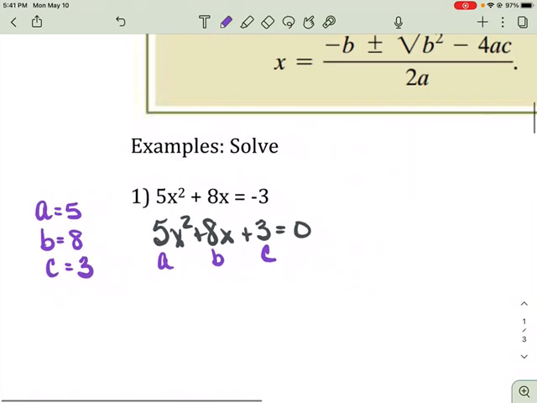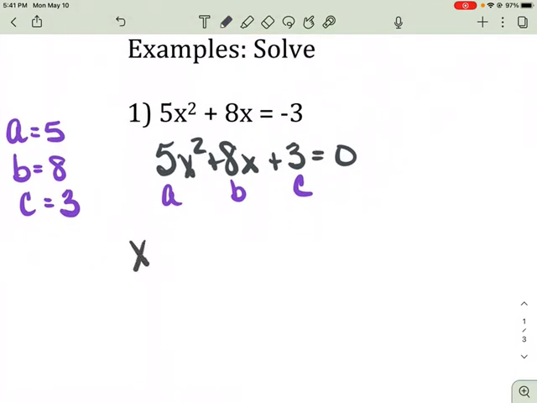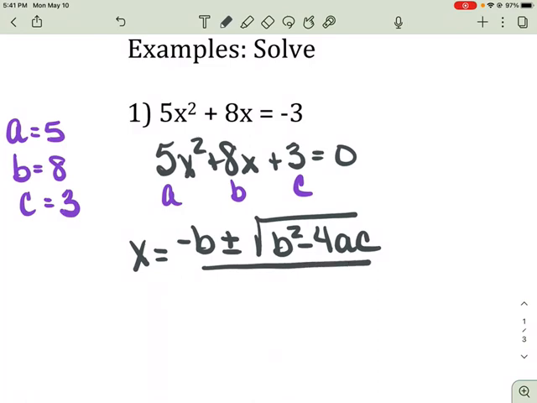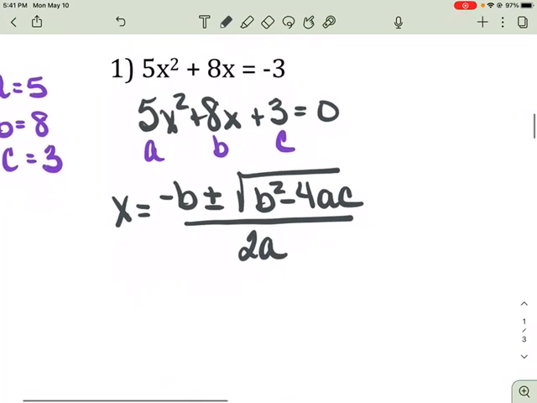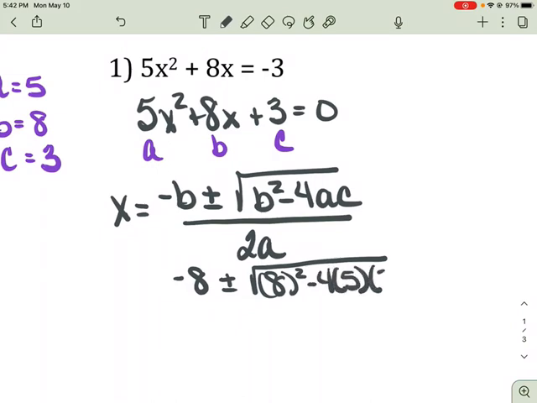Now the thing about the quadratic formula is that it only uses the numbers, not the variables. The more you write it, the more often you're going to remember it, so let's write it. It's the opposite of B. So if B is positive, it becomes negative. If it's negative, it becomes positive. So we're going to go negative 8 plus or minus the square root of 8 squared minus 4, A is 5, C is 3, all over 2 times 5.